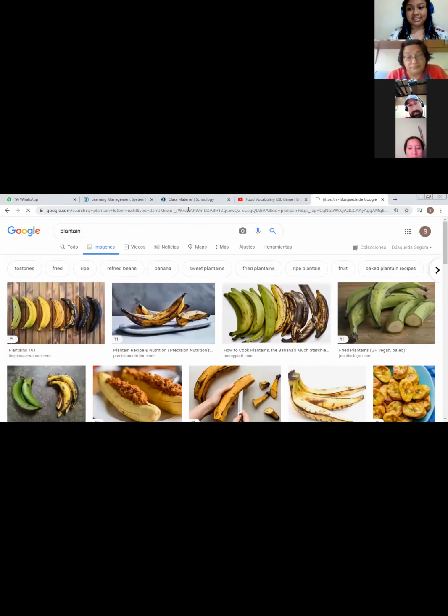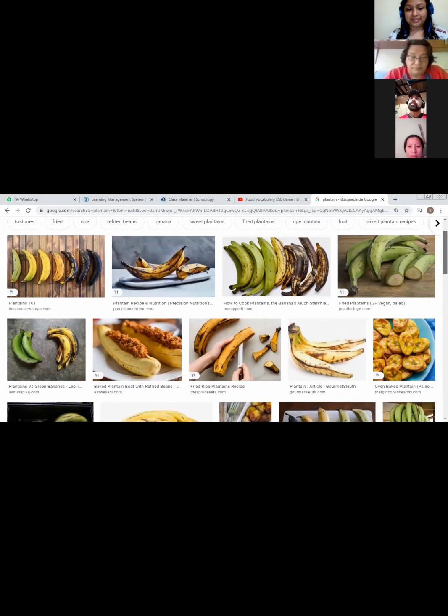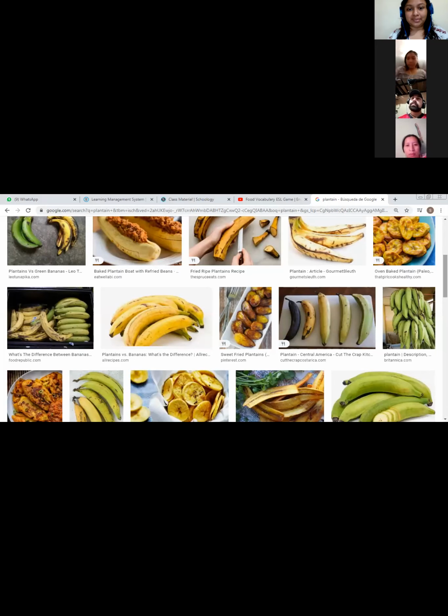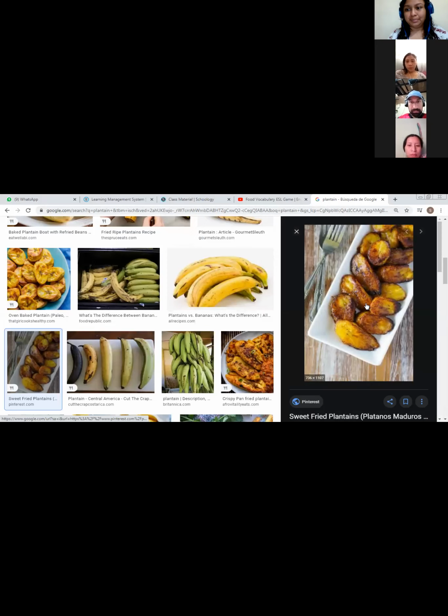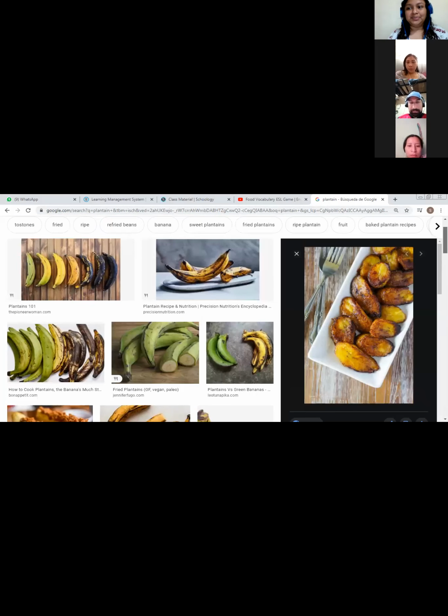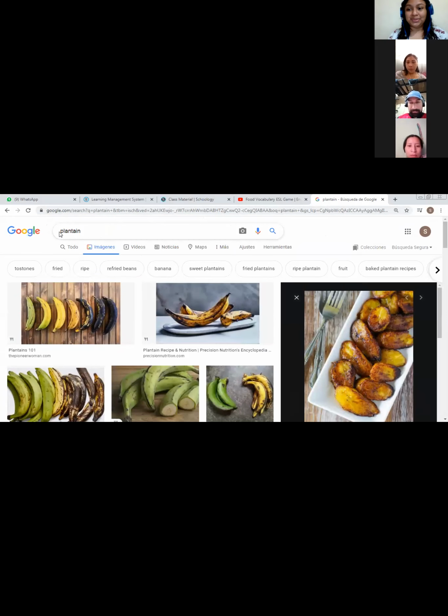Okay, we have plantain. Plantain. Do you have plantain for breakfast? Yes. This is fried plantain. No, I like it. You don't like it? It's delicious. Yes, I like it.